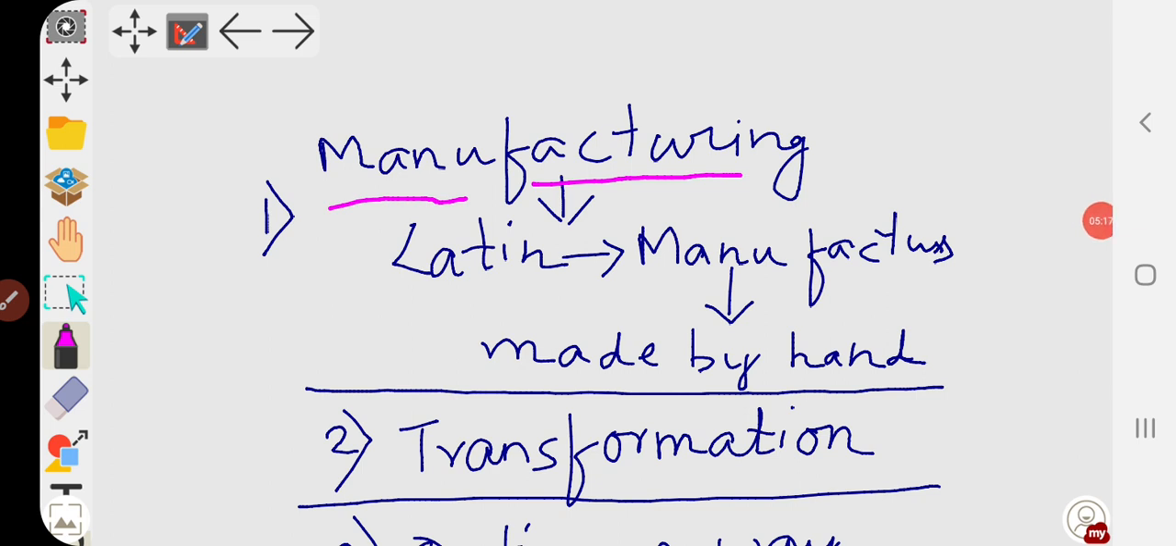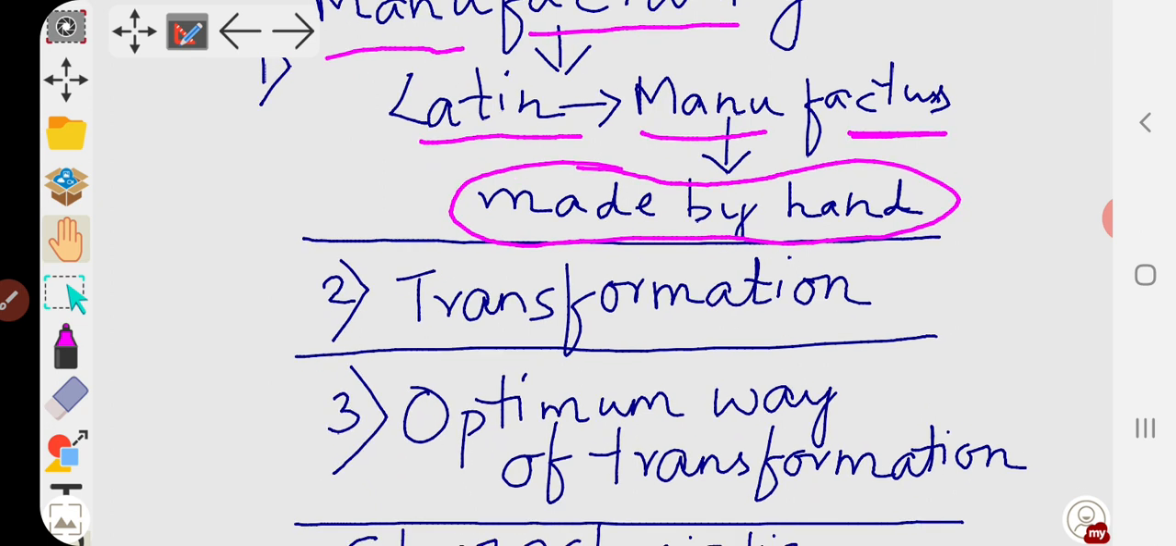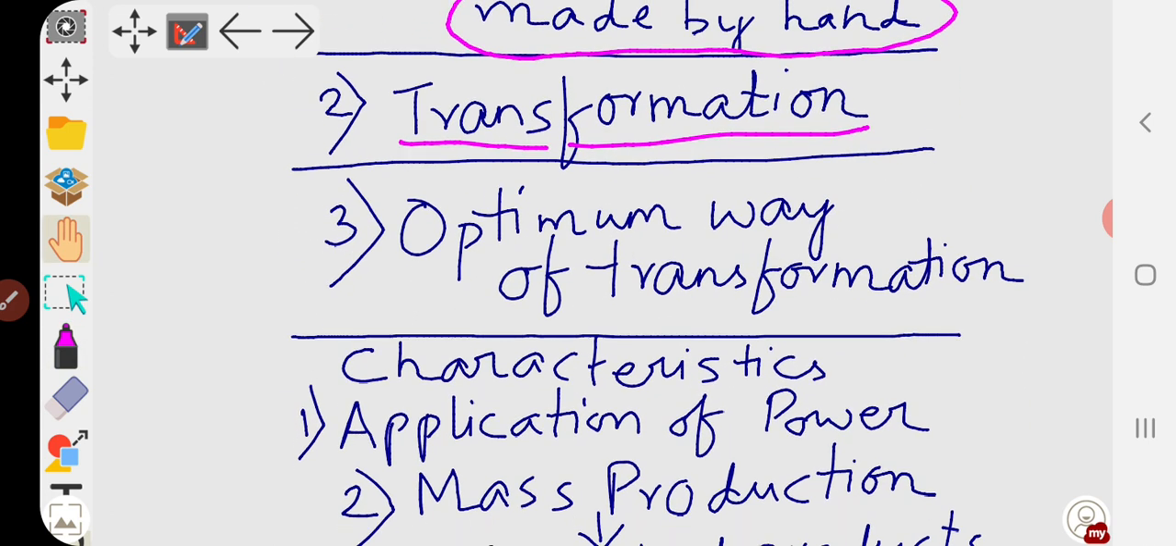Now we'll discuss the basic thing, what is manufacturing. Manufacturing is a Latin word, derived from the Latin word manufactus. Now what is the meaning of that Latin word manufactus? Made by hand. But in the present scenario, the definition of manufacturing is not made by hand but made by machines. Now what will be the second definition? It is transformation of raw materials into finished products.